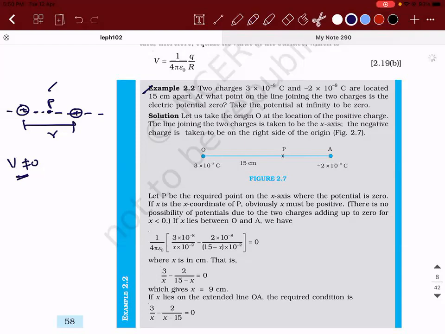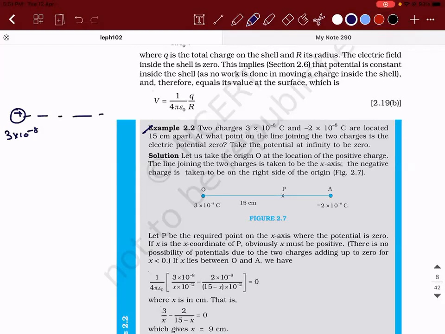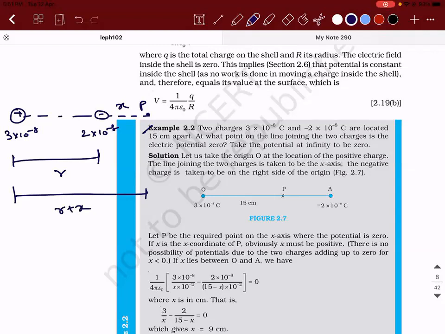Listen to this. I'll solve it together. So 3 into 10 power minus 8, and this is going to be minus 2 into 10 power minus 8. I've already put a minus sign there. Now the distance between them, I take it to be r. Let me say there is a point P which is at a distance x from the negative charge. Then what is going to be the distance of the same point P from the positive charge? r plus x, right?